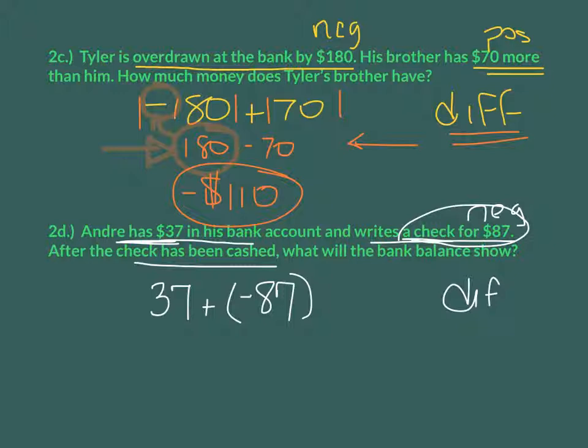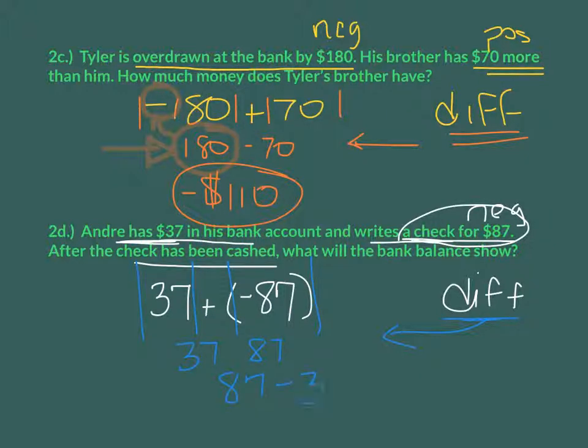Find the difference. Isn't it fun? Always have a song to go back to. Okay, so the absolute value of both of these. Absolute value of 37 is 37 because that's how far it is from 0. The absolute value of negative 87 is 87 because it's 87 units from 0. I am finding the difference, so that means I'm going to reverse the order of these.